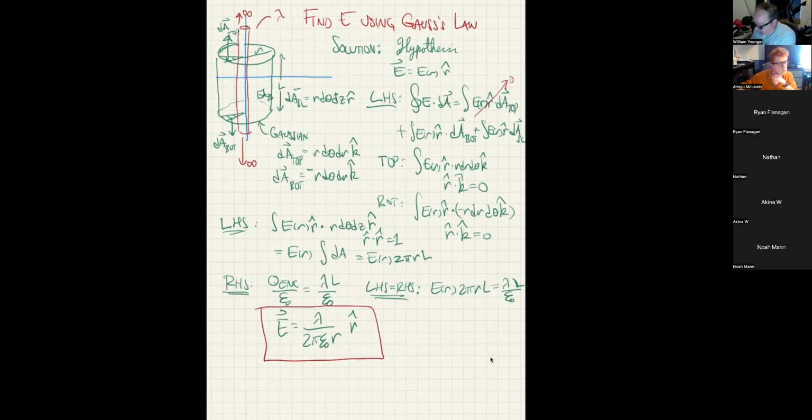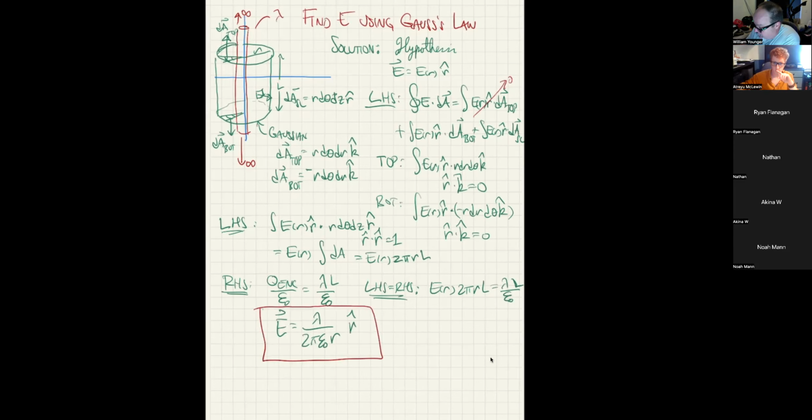Now, I would ask for questions, but I want to do one more surface for you real quick. So let me do an infinite plane. This goes on for infinity that way, goes on for infinity that way, goes on for infinity this way, goes on for infinity this way. Okay, got 2 minutes left. It has a uniform charge density, charge per unit area, sigma.